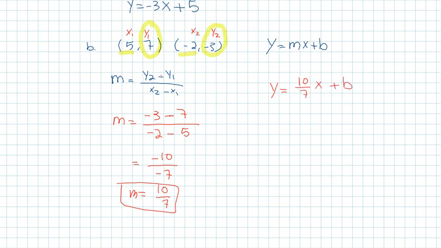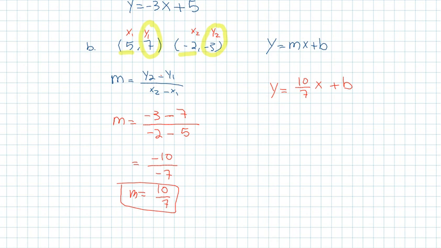Now, I have to solve for b. So to solve for b, I have to pick one of the points that I have, either this or this, and plug it into my equation to solve for b. Because the minute I plug in this x and y, I'm left with only b as my variable. Make sense? Okay. So which point do you pick? It doesn't matter. Both of them are going to work. Both of them are going to give you the same answer.